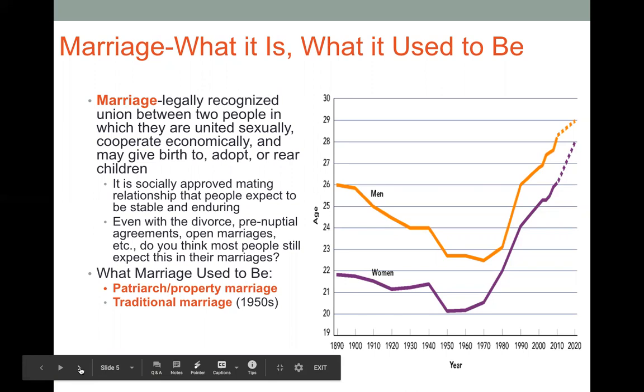Now, what marriage used to be, your book introduces two concepts. First of all, they introduce the concept of the patriarch or property marriage. And so this is the type of marriage that occurred under patriarchy, not the modified patriarchy that we have today, where technically we do have legal equality.